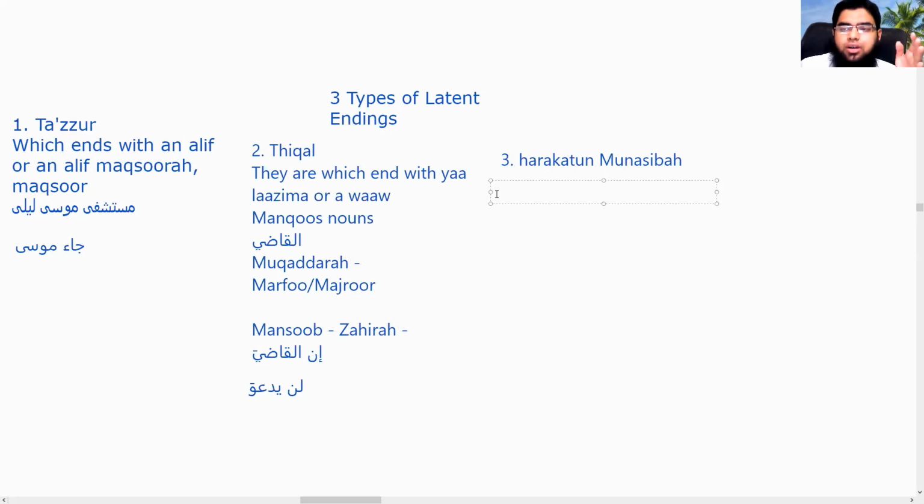This is what is there. That's it, yeah. This is what you are learning in first lesson, okay? Taqdeer is a little confusing, okay? But it happens in three, right? It is ta'azzur, thiqal, and harakatul munasiba. What is ta'azzur? Ta'azzur, impossible, mustashfa. Second, it is qadi, manqus, maqsoor, manqus, and ya mutakallim. Okay, the rest all you have to see.